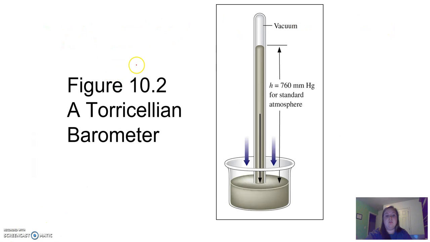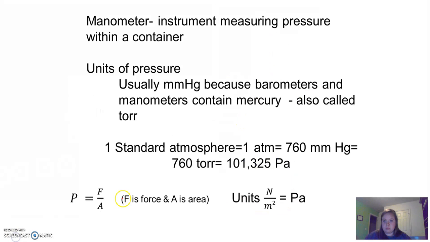Right, so this is a picture of what that first barometer looks like. Inside this tube is mercury. And as the pressure rose, the amount of mercury rose in the tube. And that's where the unit millimeters of mercury came from, because they actually were measuring the millimeters of mercury in the tube. A manometer is an instrument that's used to measure the pressure within a container. So anytime we're talking about pressure inside of some sort of container, whether it be with a piston or something like that, a manometer is going to be used in order to find its pressure.